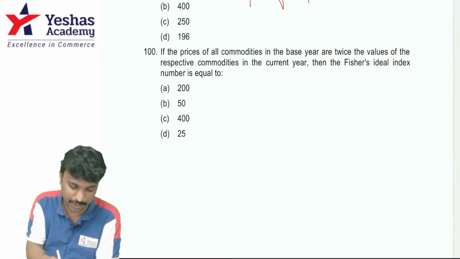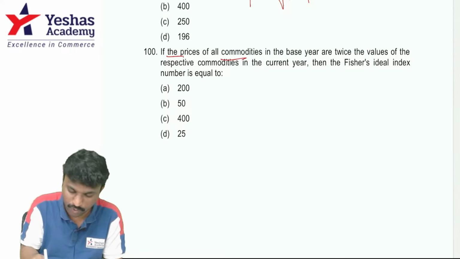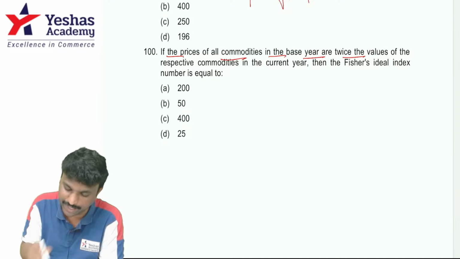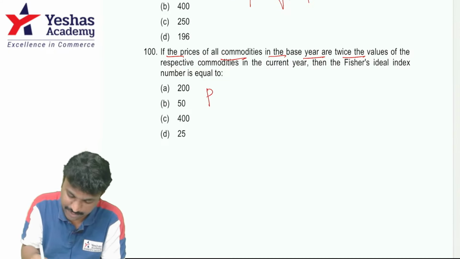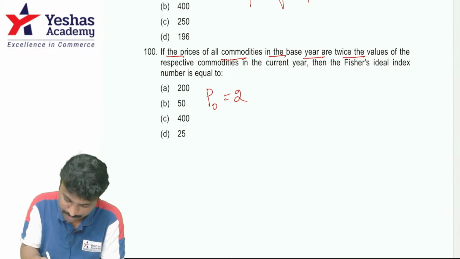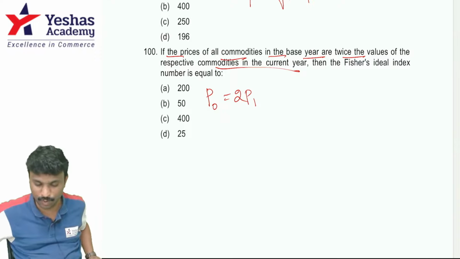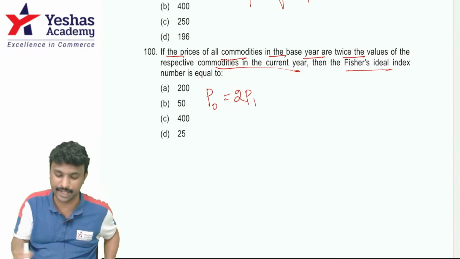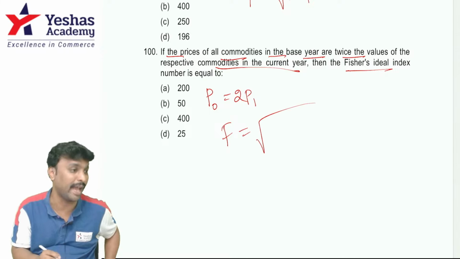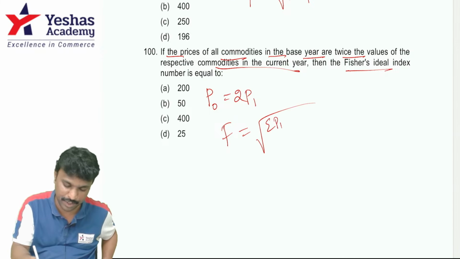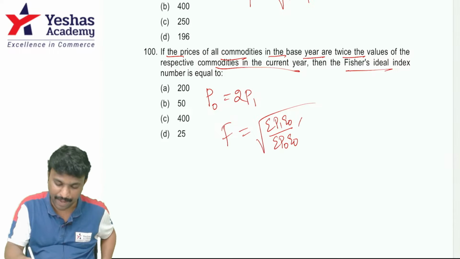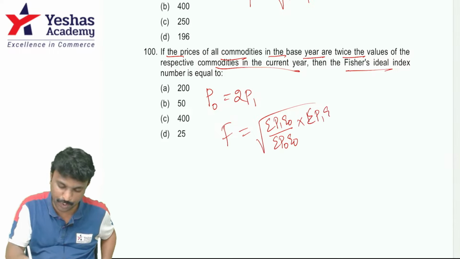As the last question here in this paper, if the prices of all commodities in the base year are twice the values in the current year, that means P naught is 2 times P1. So this is what is given. Then the Fisher's ideal index. What is Fisher's index? It is root of L into P. Laspeyres's index is summation P1 into Q naught divided by summation P naught into Q naught. Paasche's is summation P1 into Q1 divided by summation P naught into Q1.